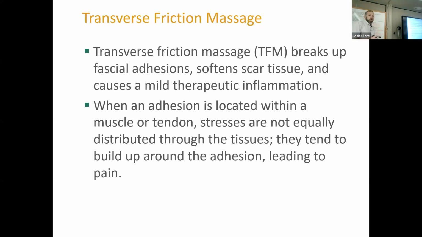When an adhesion is located within a muscle or tendon, stresses are not equally distributed through the tissues, and they tend to build up around the adhesion, causing more and more pain. So if we think back to our anatomy, these muscle fibers, that's exactly what they are, fibers, and they should be free from one another, right? So an adhesion is when there's several fibers kind of glued down to one another.